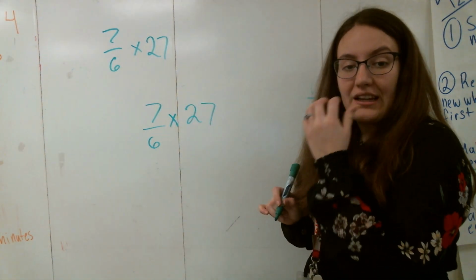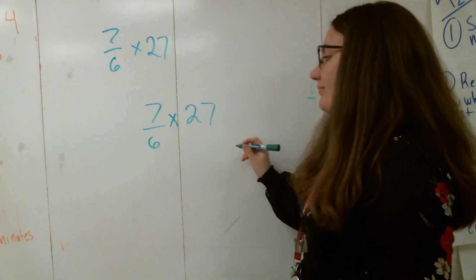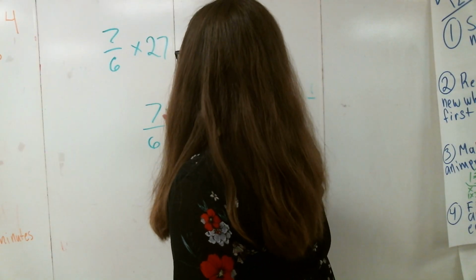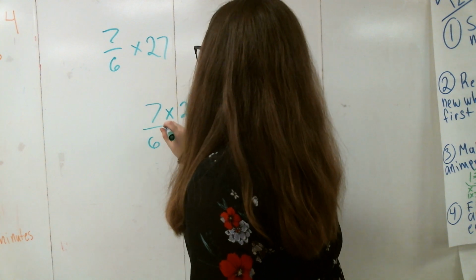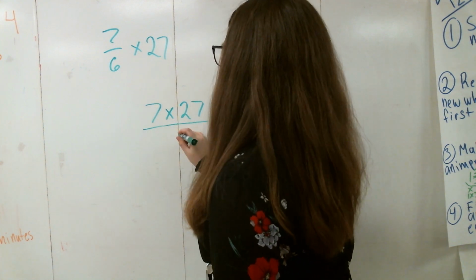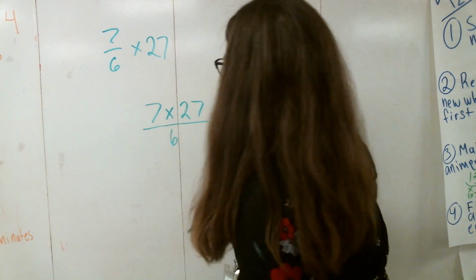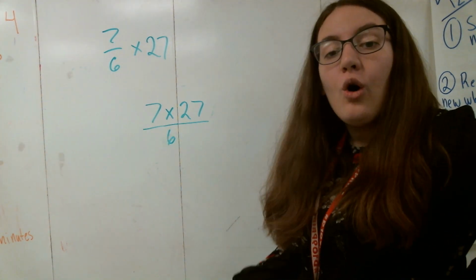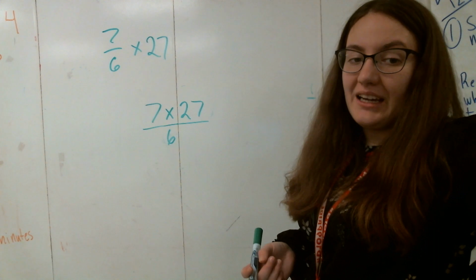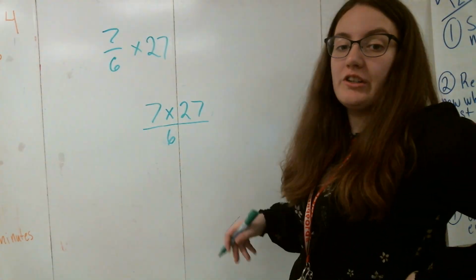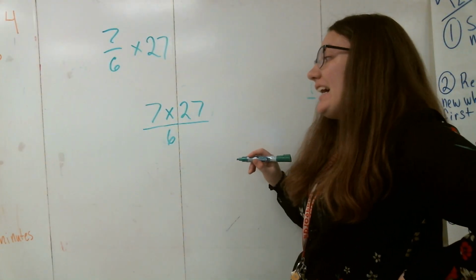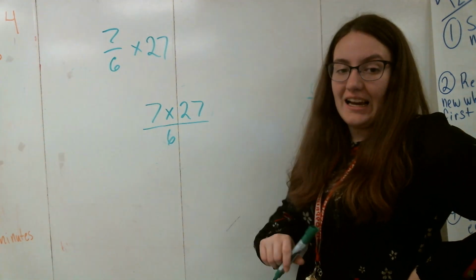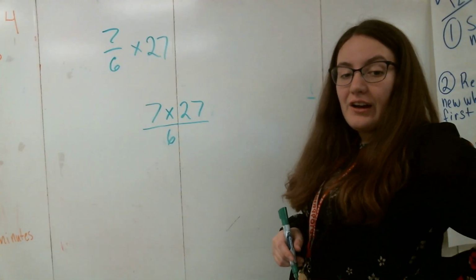So right now I have 7/6 times 27. And what I can do is I will just write this as a problem like this. Actually, it's supposed to be a 6 in this problem. So what I'm going to do with this problem is skip all those other strategies that I've learned so far, and I'm just going to think about what 27 and 6 can both be divided by.